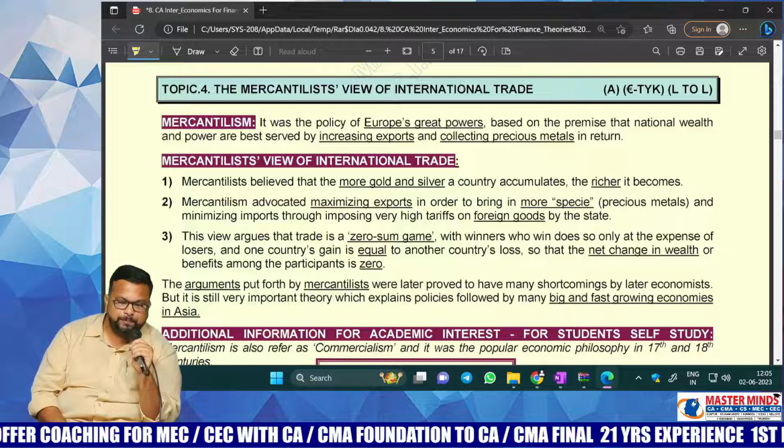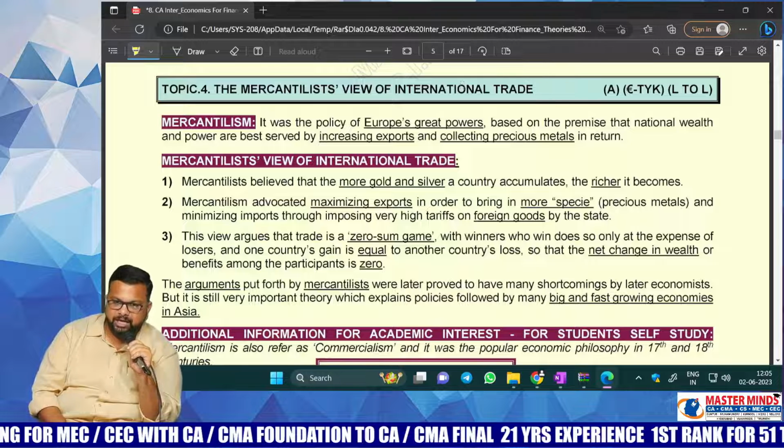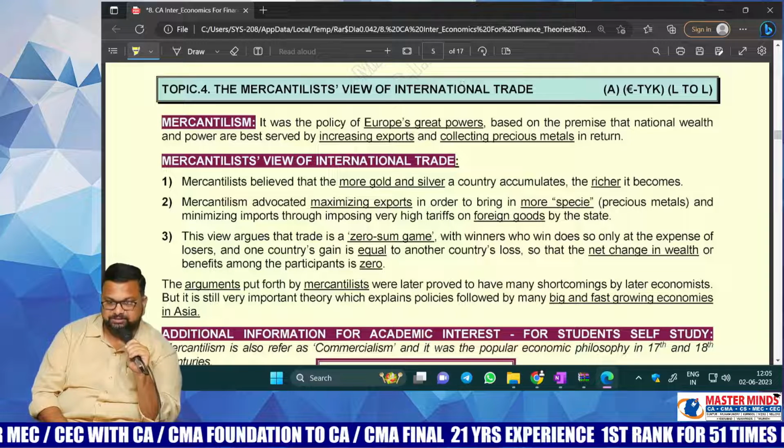So we shall export more and import less. In this way, we can increase our wealth. Next, Nana.